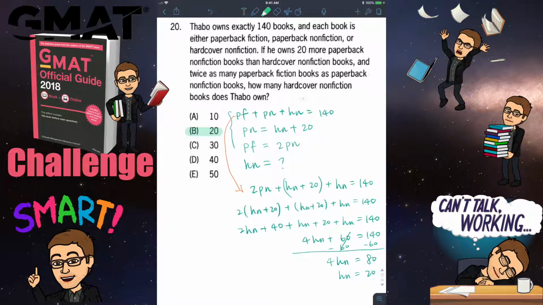Alright? So questions like this, it's all about translation. Once you have the equations, all you need to do is just solve. If you're not good at solving equations, another way to do it is plug in the answer choices. And you can find the answer as well that way.